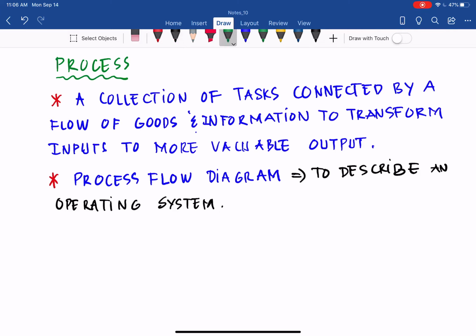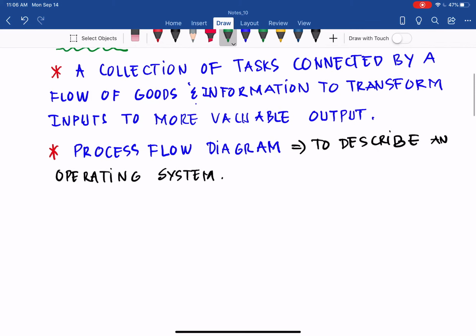So, to draw the process flow diagram to visualize a process or an operation, we have a few symbols that we are going to use: tasks, flows, and storage. Those are the key symbols in the process flow diagram.